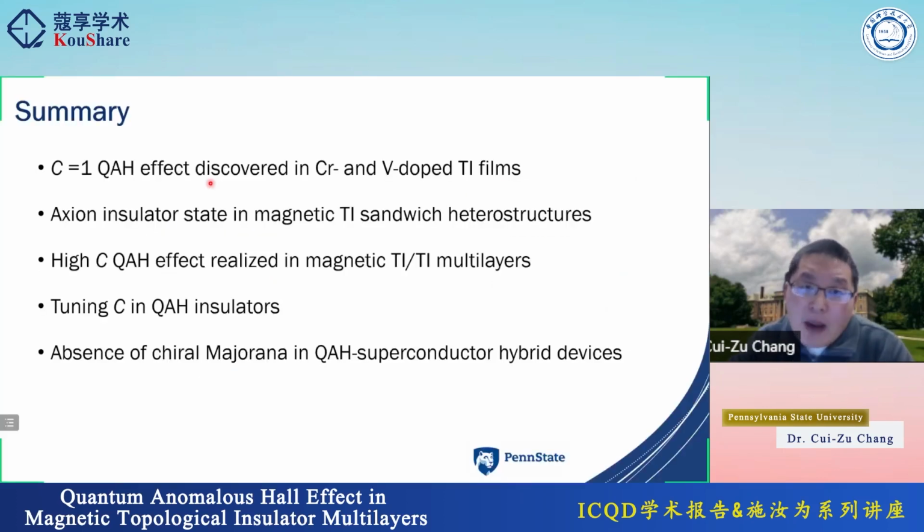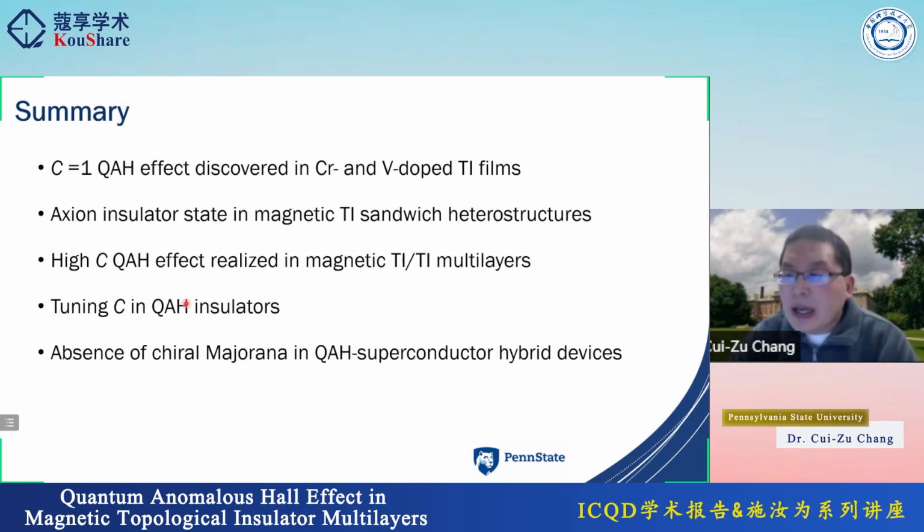So here we come to an end with the summary. We are the first to realize the quantum anomalous Hall effect in chromium and vanadium doped TI system. We fabricate the magnetic TI sandwich structure and first realize the zero Hall plateau state, which we call the axion insulator state. We also fabricate the magnetic TI and TI multilayer structure and first realize the high Chern number quantum anomalous Hall effects. In these high Chern number quantum anomalous Hall insulators, we could tune the Chern numbers by changing the magnetic doping level and also the thickness of the middle magnetic TI layers.